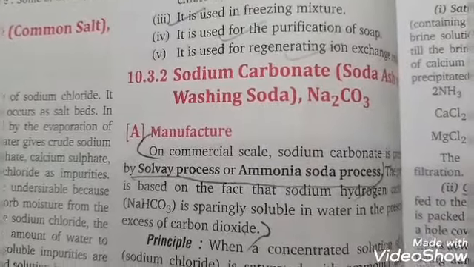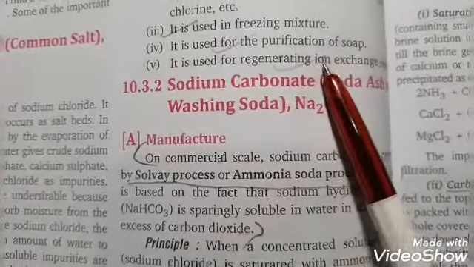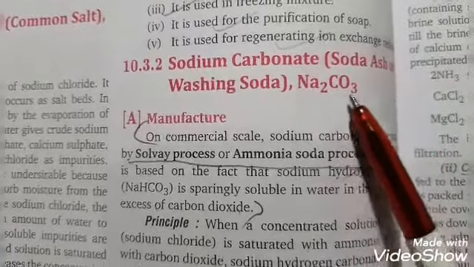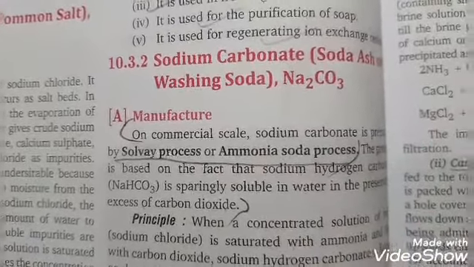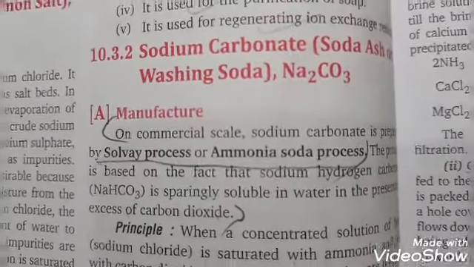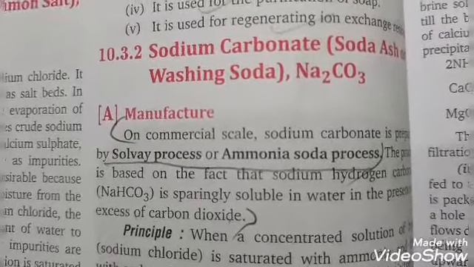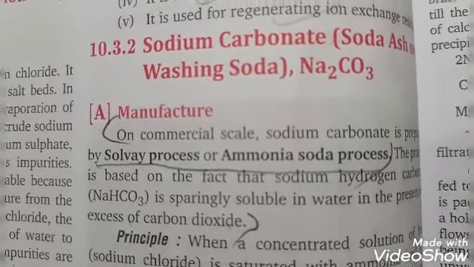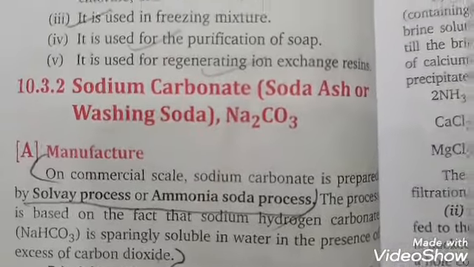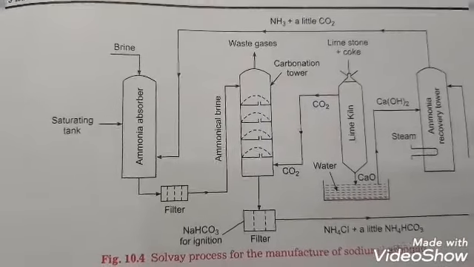Today we are starting with some important compounds of sodium. In this we are starting with sodium carbonate, soda ash or washing soda, Na2CO3. On commercial scale, sodium carbonate is prepared by Solvay process or ammonia soda process. This process is based on the fact that sodium hydrogen carbonate, NaHCO3, is sparingly soluble in water in the presence of excess of carbon dioxide. So this is the Solvay process for the manufacture of sodium carbonate.